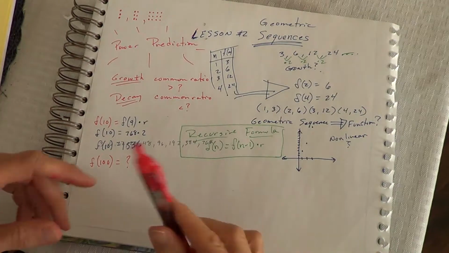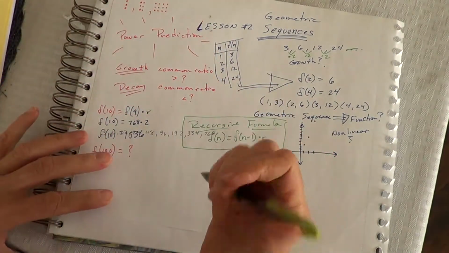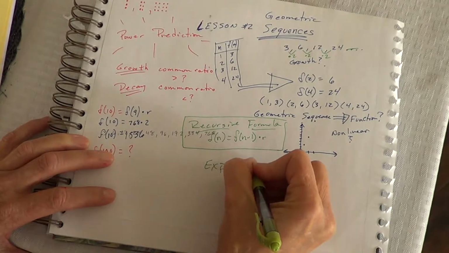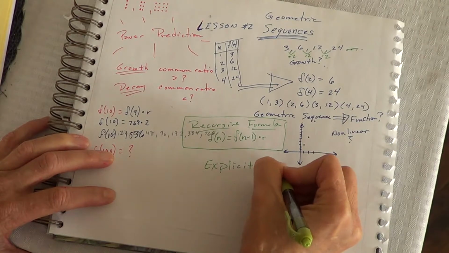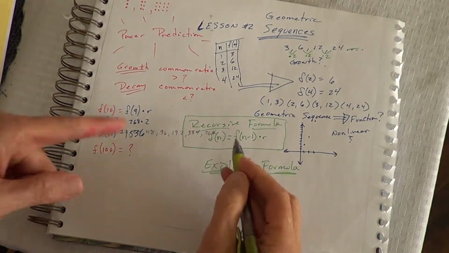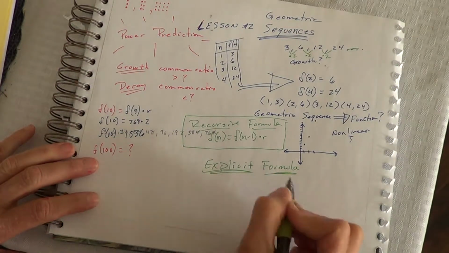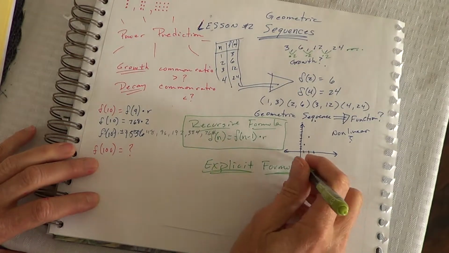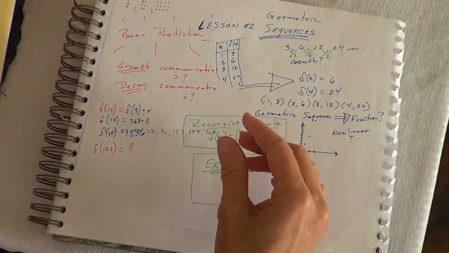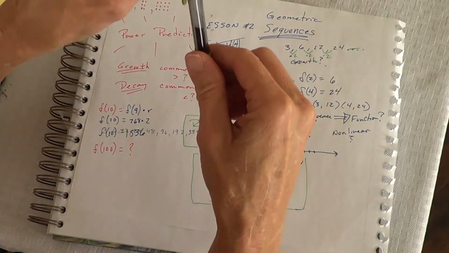Well, hopefully what you said is, I need the explicit formula, because you don't want to go up to the 99th term to get this. With the explicit formula, you know that you're going to use the first term and the common ratio. So let's go back and redevelop that from yesterday.